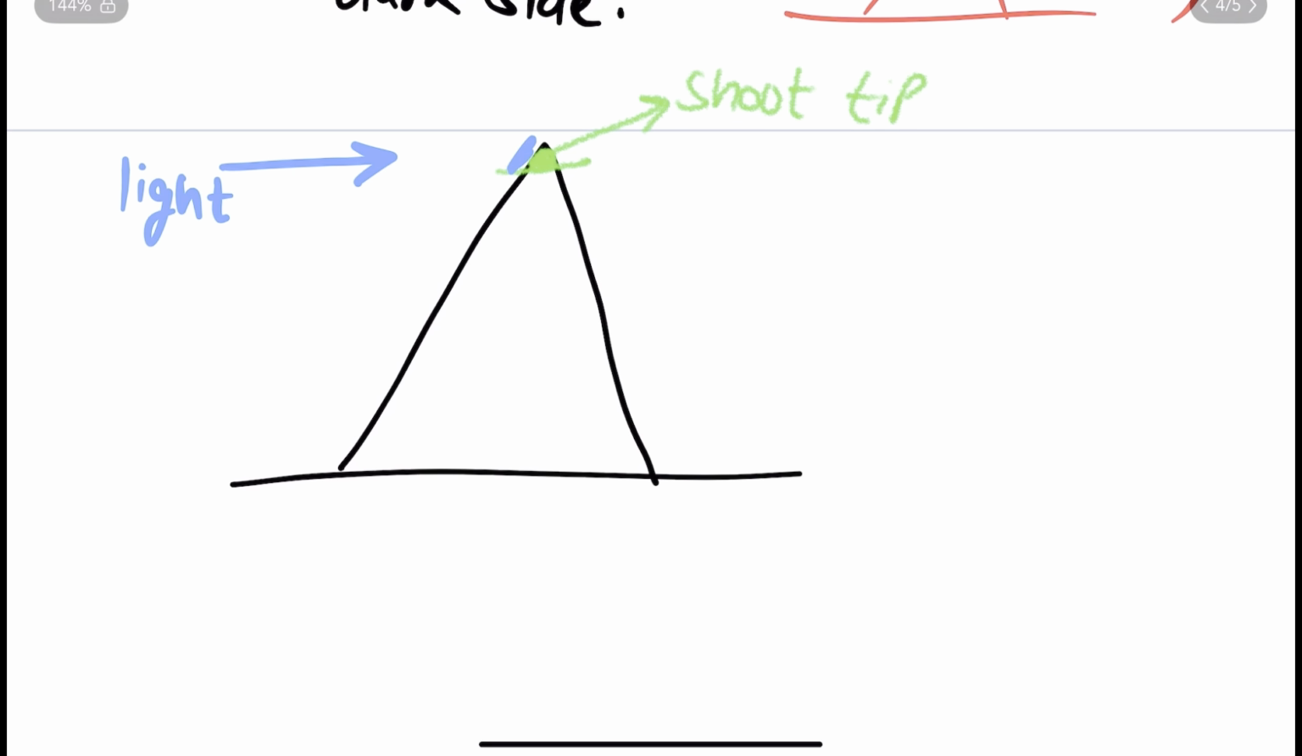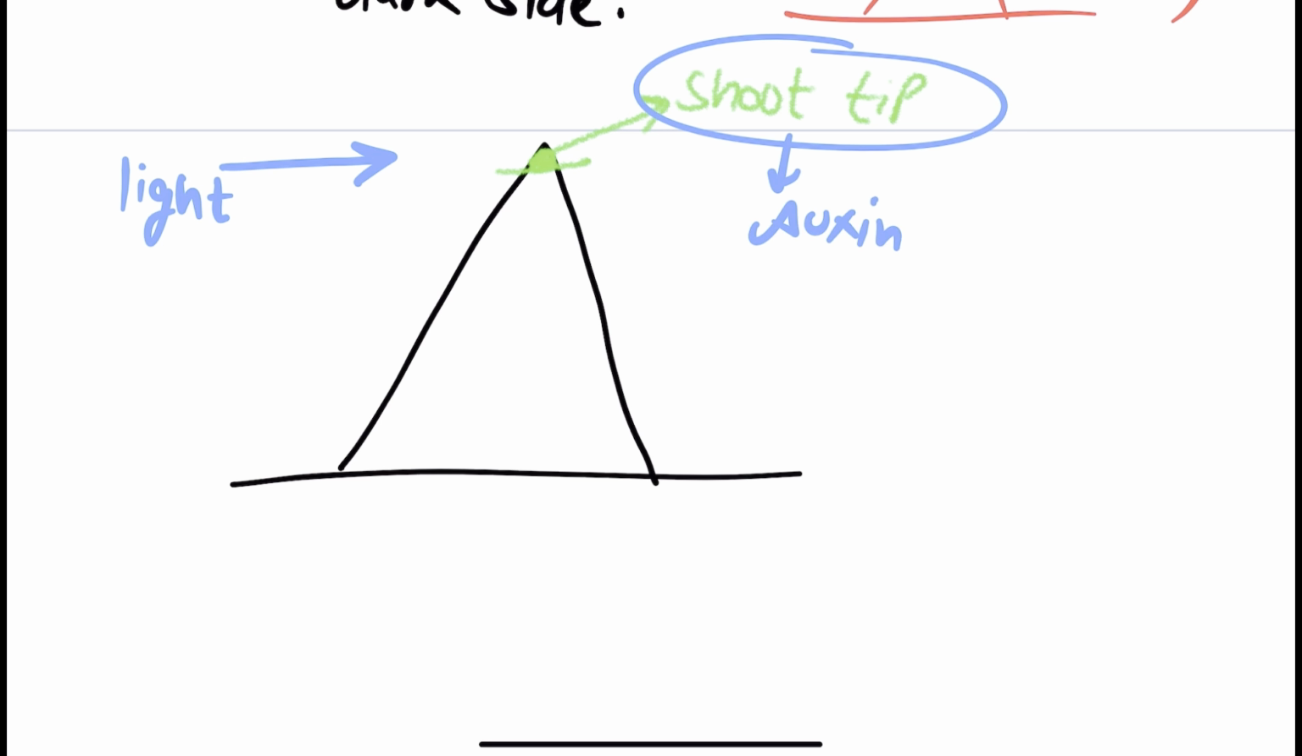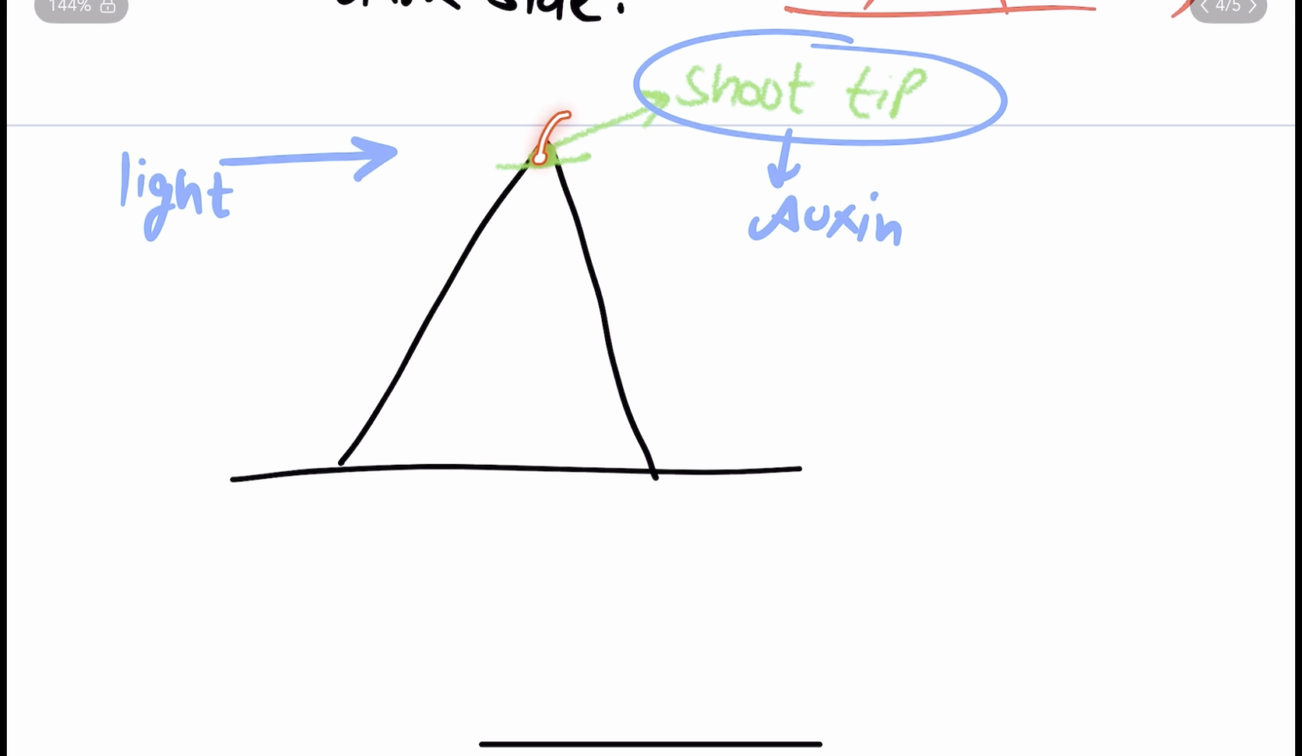So this shoot tip produces which hormone? Auxin hormone. Auxin is produced over here, but this auxin works only on the darker side. This is the lighter side because light is falling on that side of the shoot tip. But this area is the darker area because light is not falling on it. So the shoot tip produces auxin, but that auxin concentrates on this area, and at this area auxin is responsible for cell elongation.